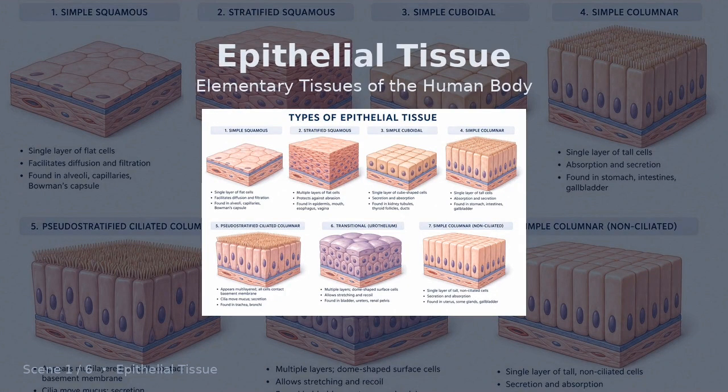Epithelial tissue is one of the four elementary tissues of the human body. It forms the outer covering of the body surface and lines the cavities of internal organs. The main functions of epithelium are protection of body organs from physical and chemical injury, secretion of enzymes and other products onto free body surfaces, and selective movement of substances into and out of the body.